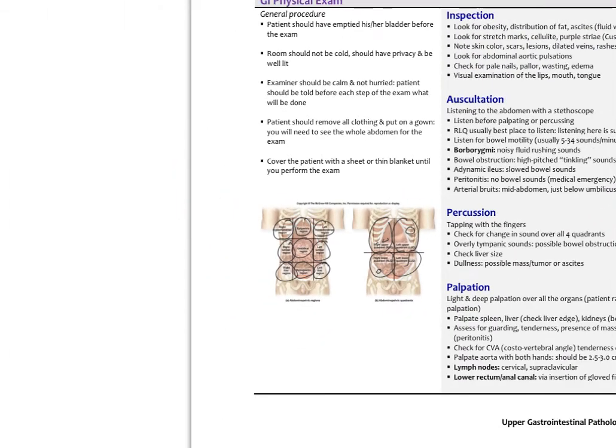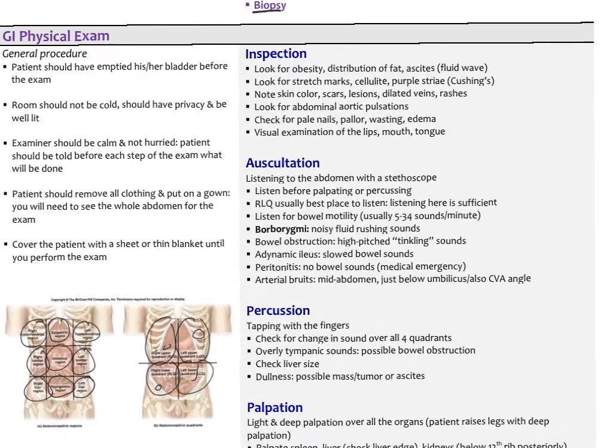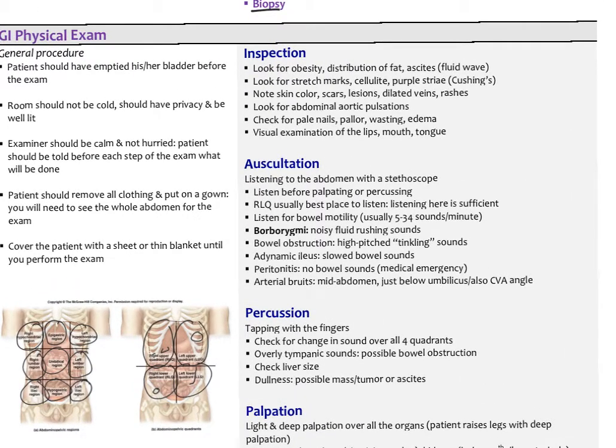So what's the general procedure for the physical exam here? Well, the first thing is inspection. So before touching the patient, looking for fat distribution, looking for any potential ascites, that's the buildup of fluid in the abdomen. Often what we'll do is we'll press on one side of the abdomen and see if there's what's called a fluid wave, and that would indicate ascites versus just abdominal fat or visceral fat. Looking for any stretch marks, cellulite, what are called purple striae.